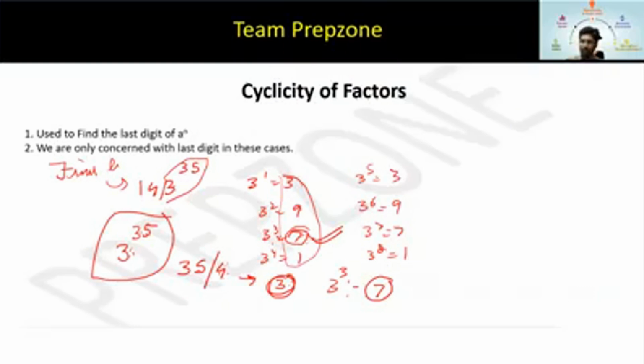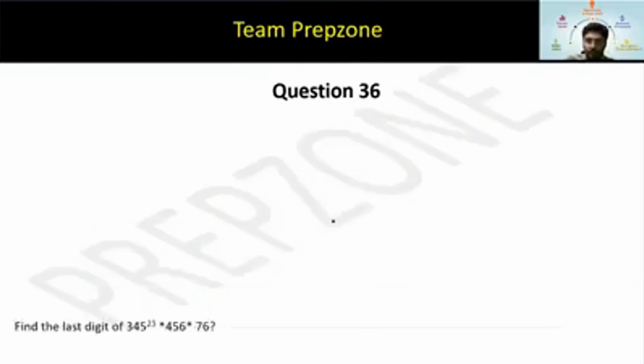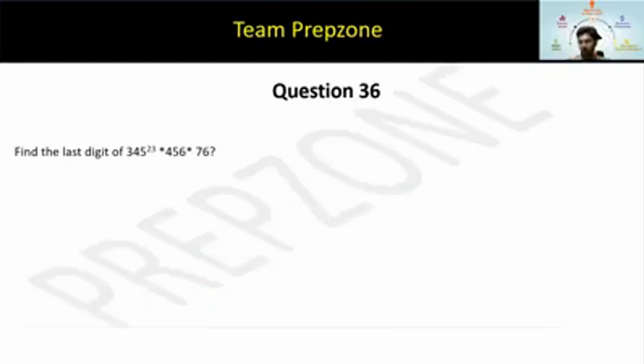Any doubts? If the remainder would have been 1, the answer would have been 3. Remainder 2, the answer would have been 9. Remainder 3, the answer is 7. Remainder 0, the answer is 1. Okay. Now solve this question.